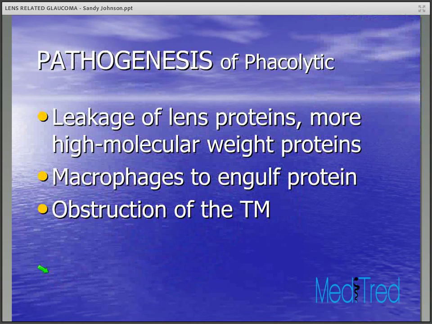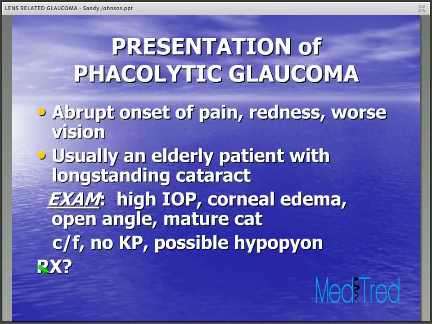So what is the pathogenesis of phacolytic glaucoma? It's actually leakage of lens proteins, more so the high molecular weight proteins that come into the anterior chamber, and then the macrophages, as I mentioned, come and engulf the protein, and then this causes obstruction of the trabecular meshwork.